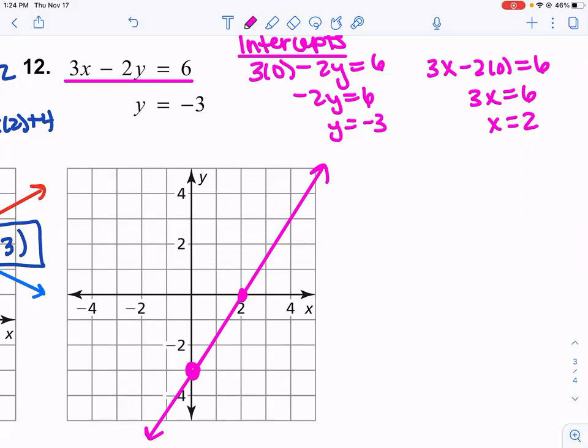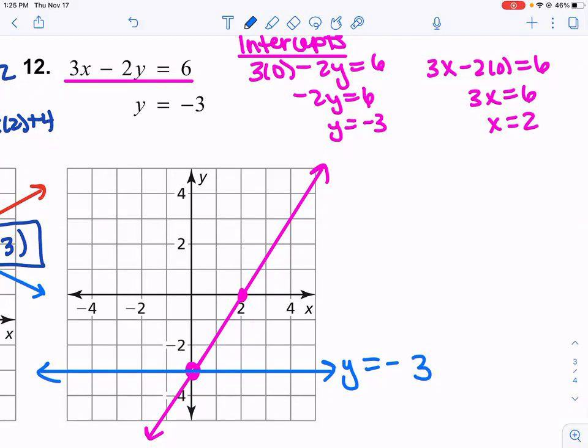Y equals negative 3. It is not a dot. It is a horizontal line at y equals negative 3. If there's a vertical line, what kind of equation is it going to be? X equals a number is a vertical line. Y equals a number is a horizontal line.